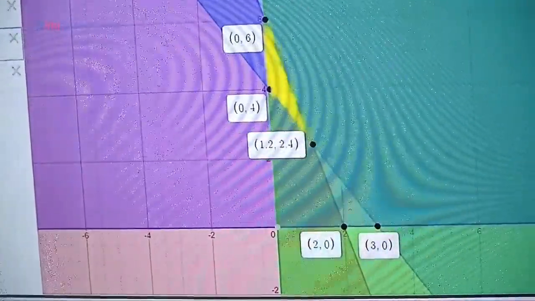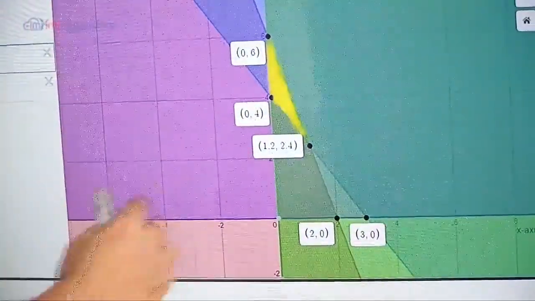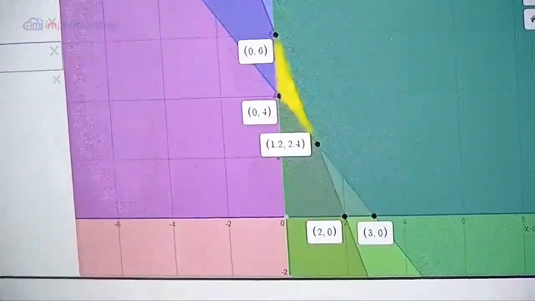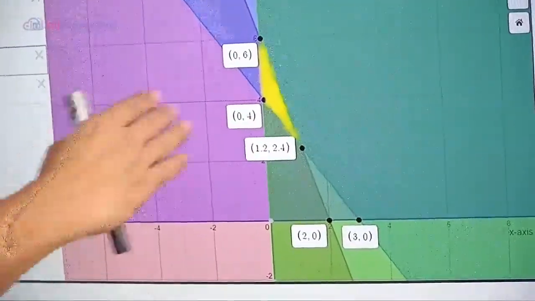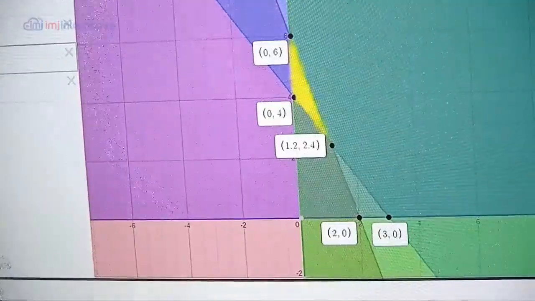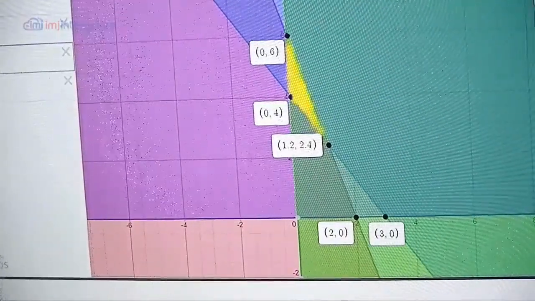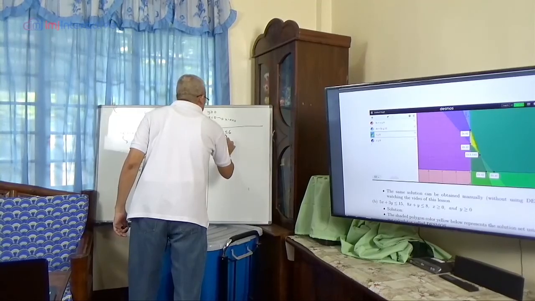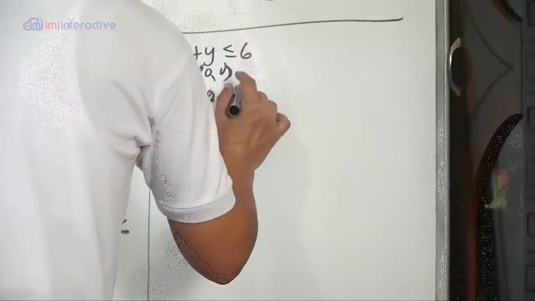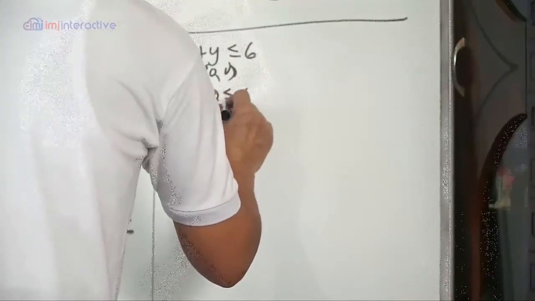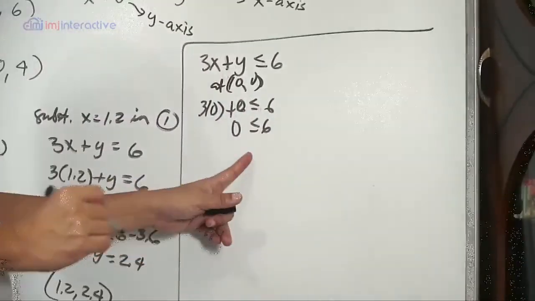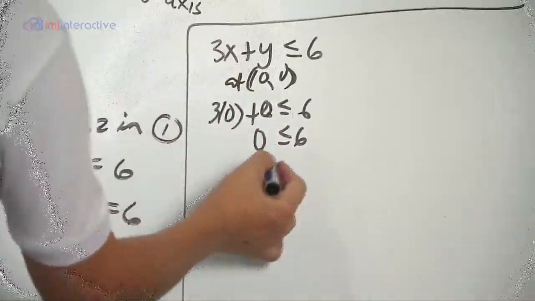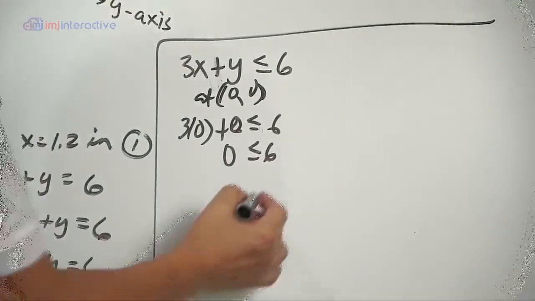If the inequality is true, then you have to shade that region where the test point is located. Otherwise, you have to shade the other side. So, let us test at 0, 0. So, 3 times 0 plus 0 equals 6. 0 is less than or equal to 6. Is this true or not? Well, as you can see, 0 is indeed less than 6.